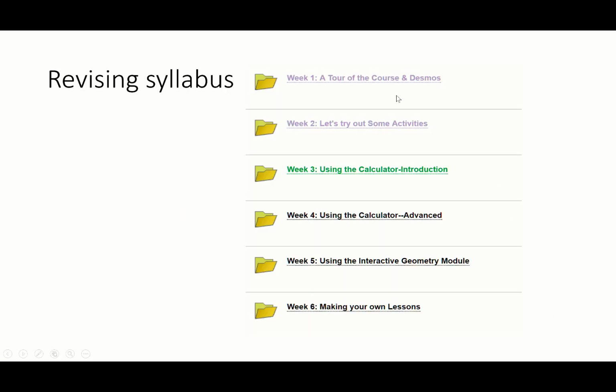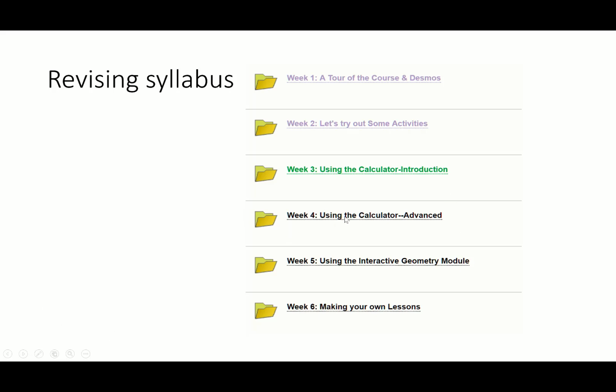So my thought is that I'd like to revise the syllabus just a little. Initially I had said we would do week 1 a tour, week 2 trying out some activities, which we did. Today, week 3, we're using the calculator, an introduction, and then I was going to do an advanced, but I think it makes a little bit more sense to delve into the calculator here, then delve into the interactive geometry part.